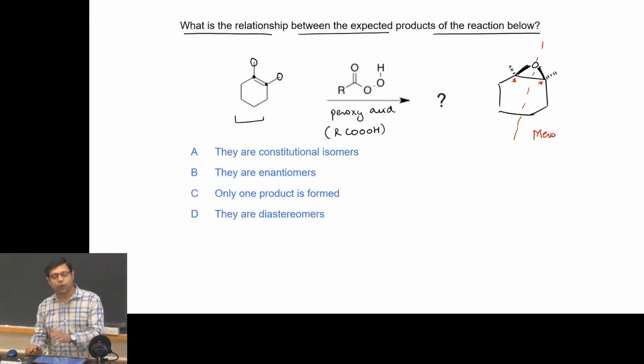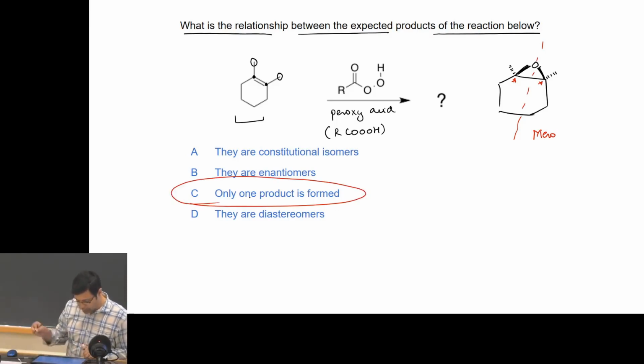So this reaction will not result in enantiomers. It will result in one single product that is a meso compound. So the answer to this question is only one product is found. Right.